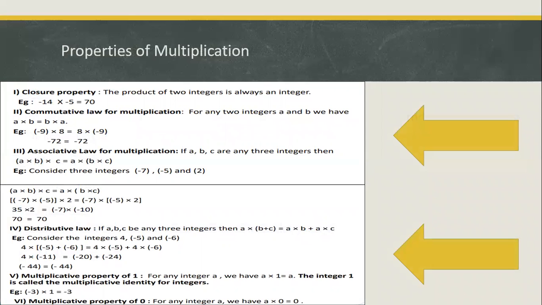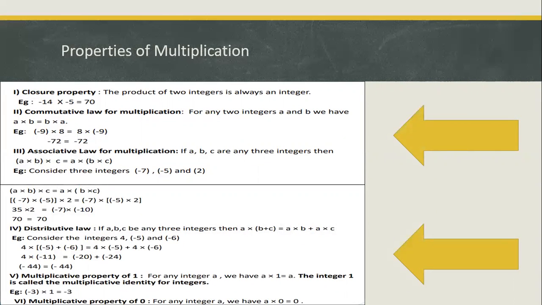Properties of multiplication. Closure property. The product of two integers is always an integer. Example, -14 × -5 = 70. Commutative law for multiplication. For any two integers a and b, we have a × b = b × a. Example, -9 × 8 = 8 × -9. -72 = -72.